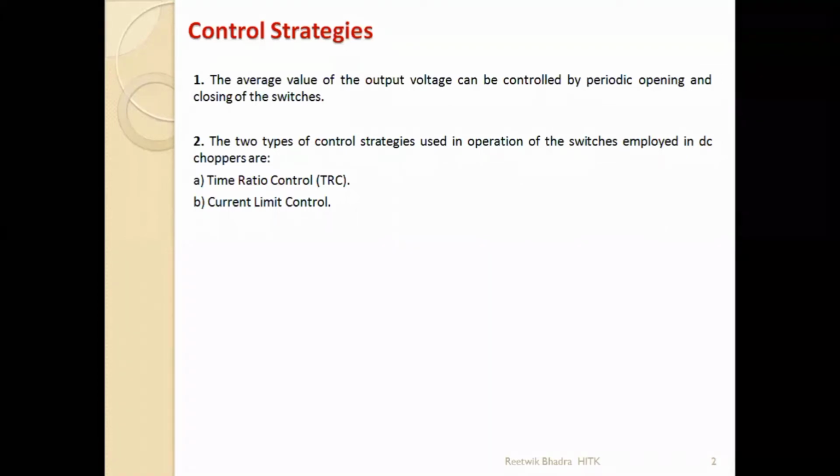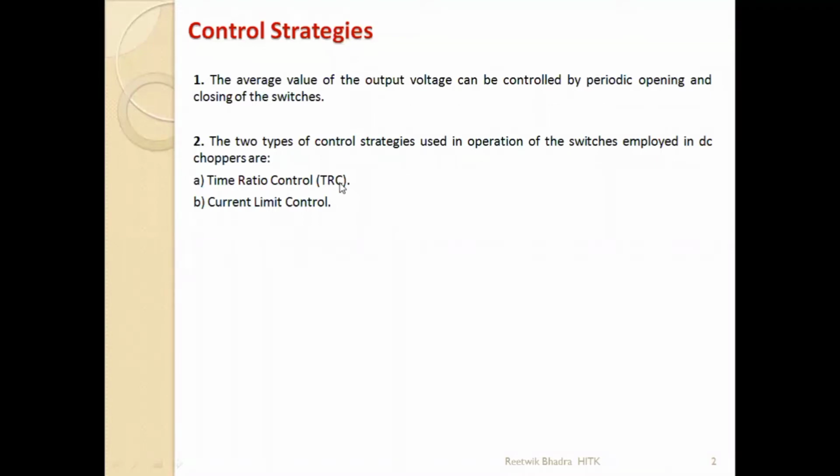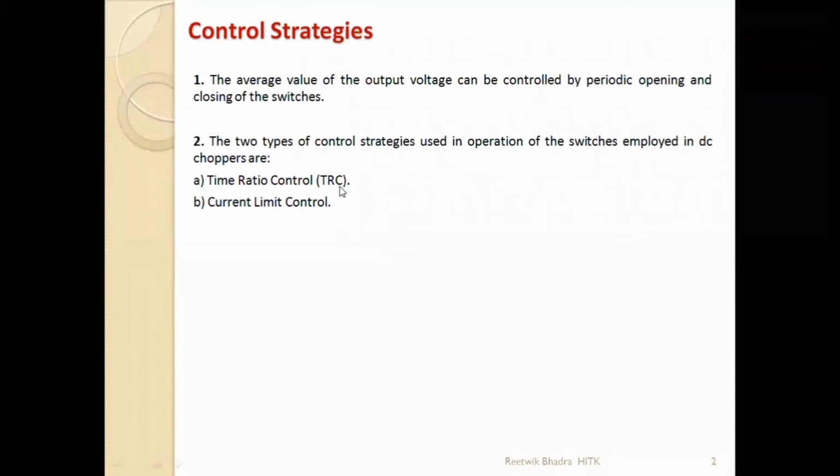So there are two control strategies which are generally used. One is time ratio control, one is current limit control. From the name only, time ratio control, we have learned the definition of duty cycle: D is equal to T on by T. So it is a time ratio. In time ratio control, we are controlling the duty cycle D.